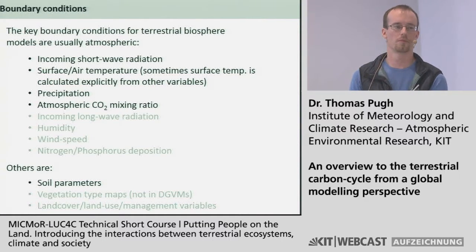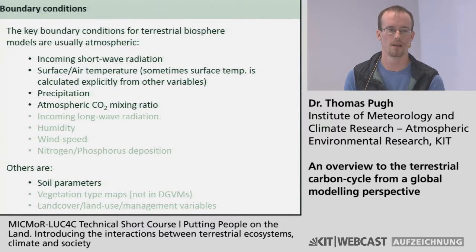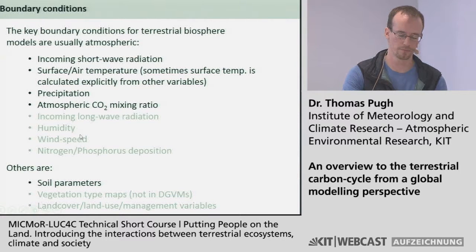So first off, we have to run our models with something. And generally we run these models with boundary conditions that are mostly atmospheric. So for all models of the terrestrial biosphere, we have to provide them with shortwave radiation. We also need to provide precipitation measurements, and the atmospheric CO2 mixing ratio is also very important. And then, depending on the model type, we either need the incoming long-wave radiation so that we can make a calculation of the surface energy balance, or we need the surface temperature directly, which we can take from a different model. And then, depending on the model type, some also need humidity, wind speed, and deposition of different biogeochemical components.